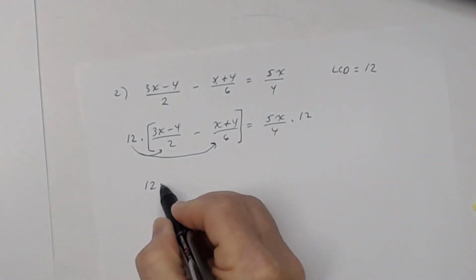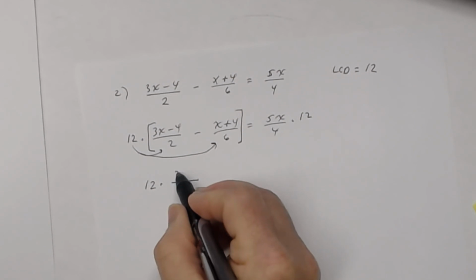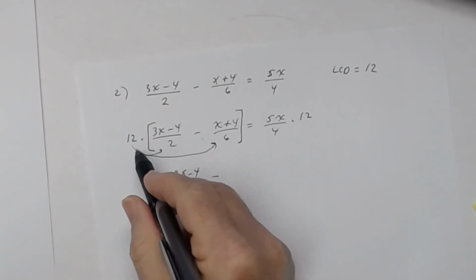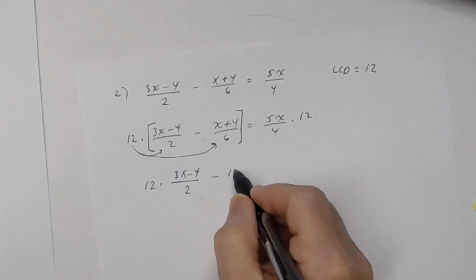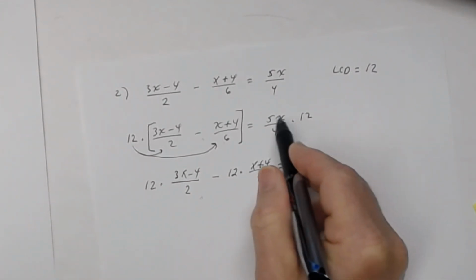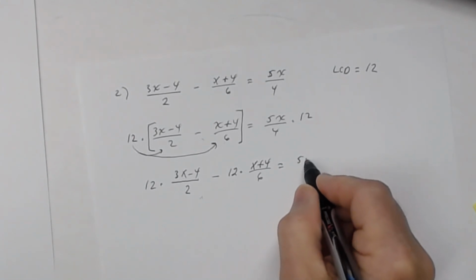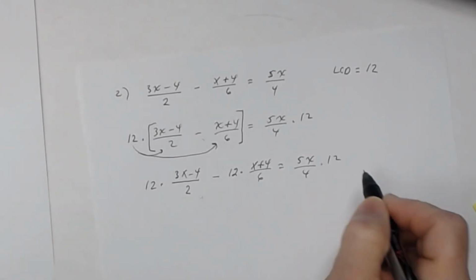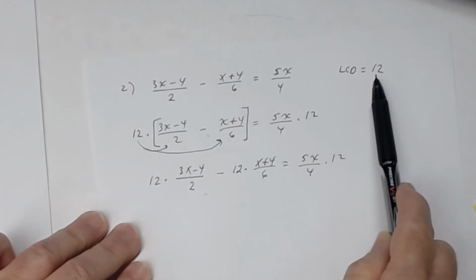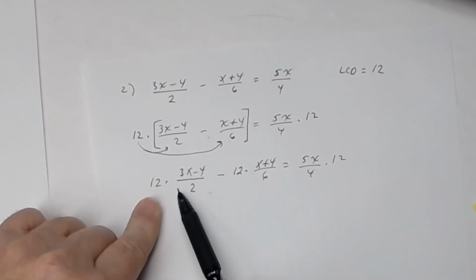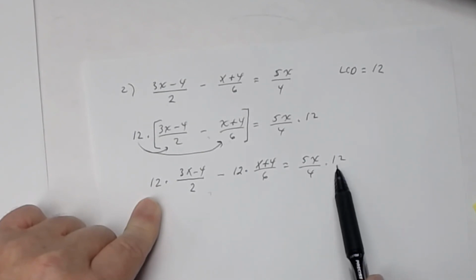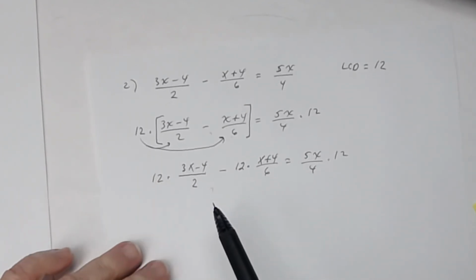So I get 12 times that first fraction, (3x − 4)/2, subtract 12 times that second fraction, (x + 4)/6, equal, and then I'm just going to rewrite this over, 5x/4 times 12. Notice every fraction that you saw here is being multiplied by 12. 12 times that first fraction, subtract 12 times that second fraction, equals the right-hand side times 12. Okay, so now we're going to reduce.